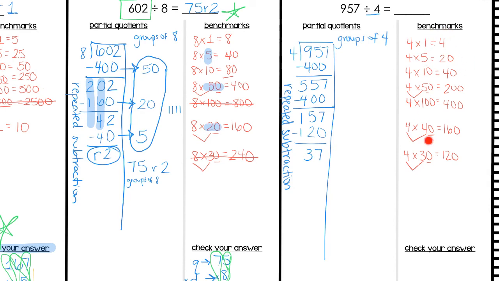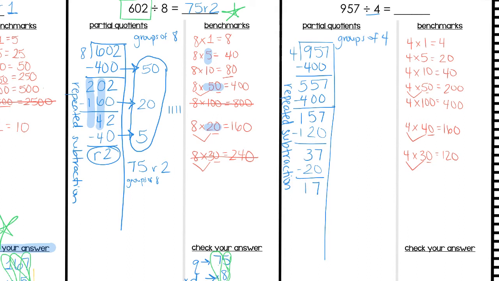What is the largest multiple of 4 that I can take away from 37? I can take away 20. So I'm going to take away 20. 7 minus 0 is 7, and 3 minus 2 is 1.